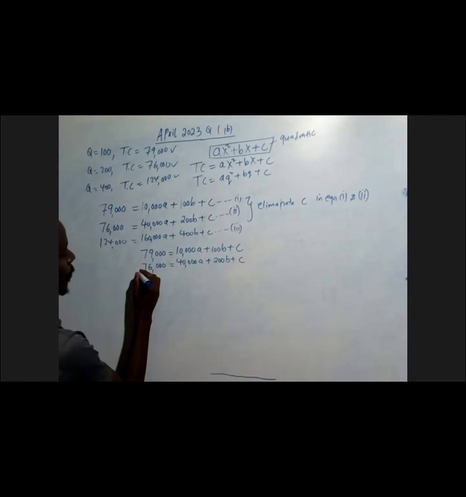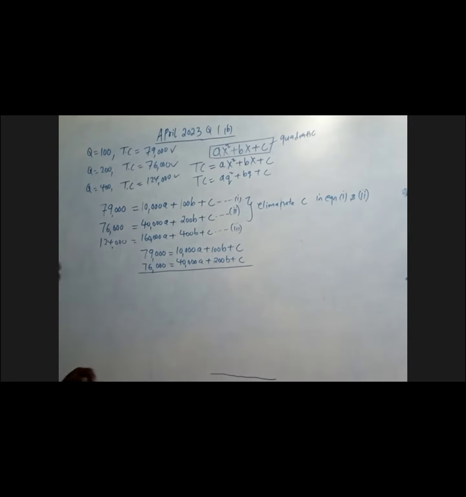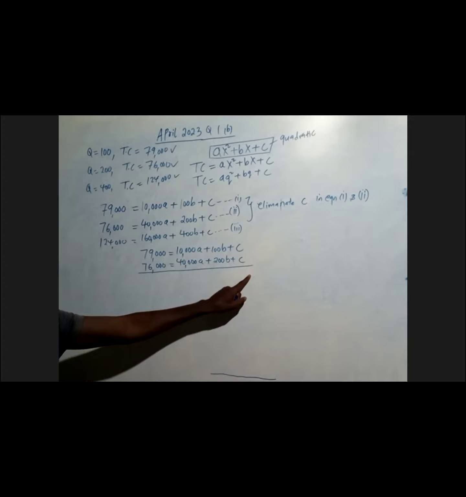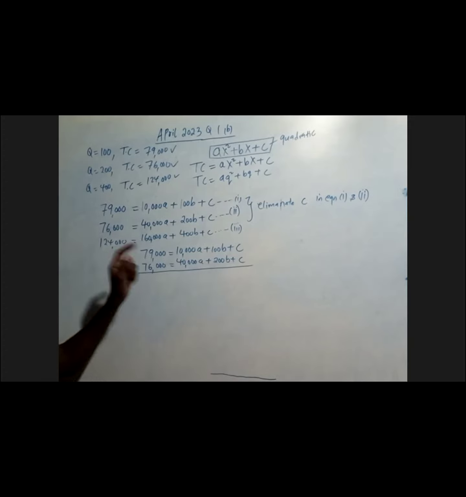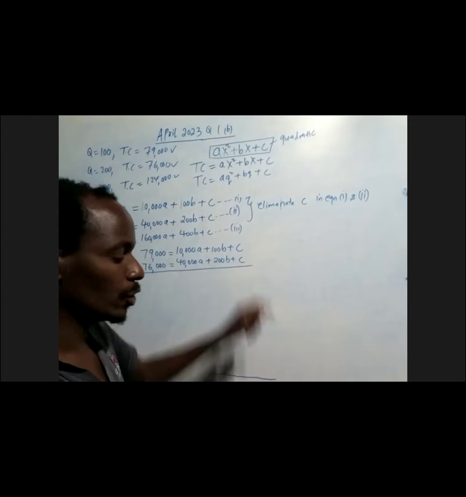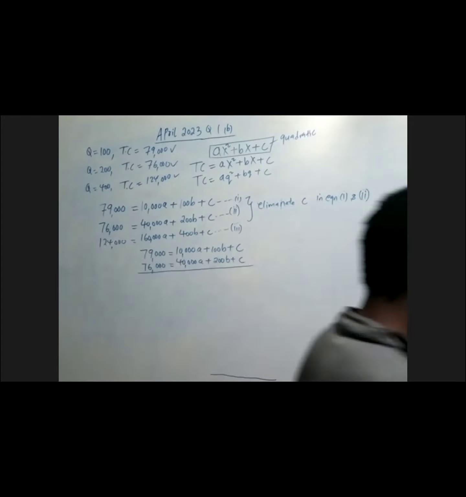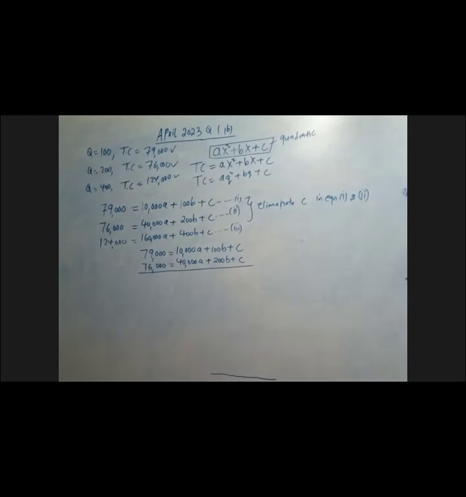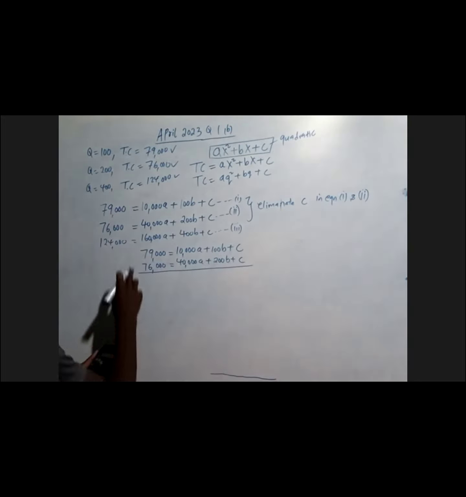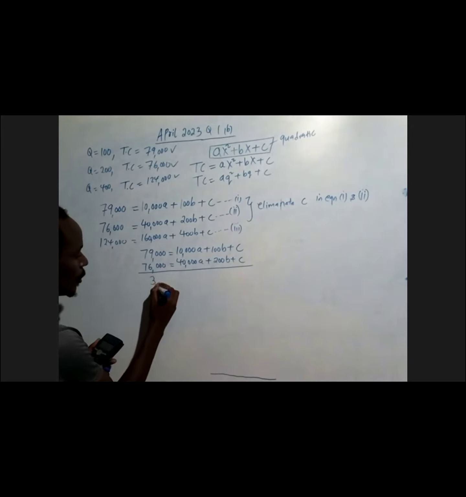Eliminate C. So how do you eliminate C? If we minus C minus C, it becomes 0. So if we minus, we also minus the other part. The only way to eliminate C is to minus. So 79,000 minus 76,000, that one is 3,000.